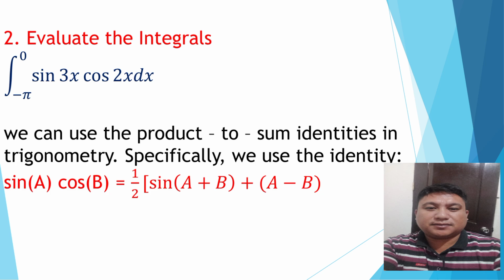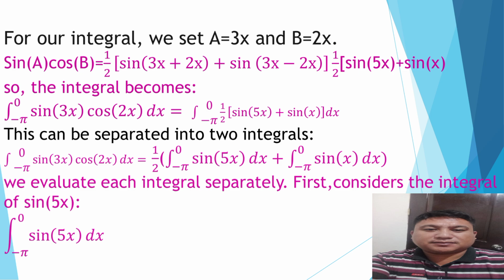Then second problem, evaluate the integral from negative pi to 0 of sine 3x cosine 2x dx. We can use the product to sum identities in trigonometry. Specifically, we use the identity sine a cosine b equals 1/2 times the sum of sine of (a plus b) and sine of (a minus b). For our integral, we set a equals 3x and b equals 2x.